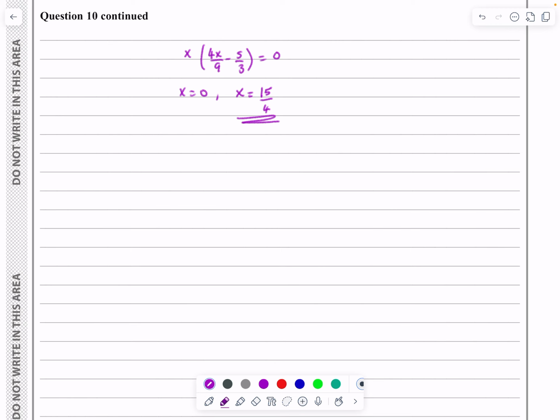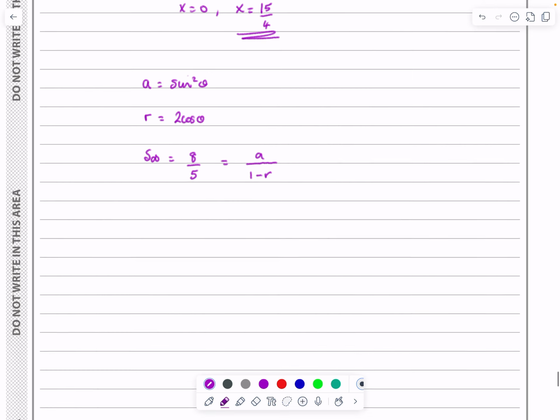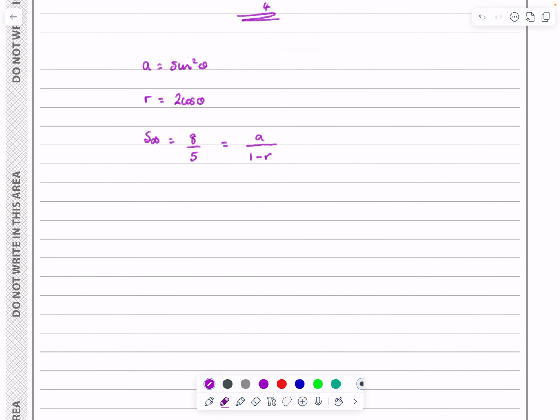So what are we saying? They said the first term was equal to sine squared. They said that the common ratio was equal to 2 cos. And they said the sum to infinity was equal to 8 over 5. And remember, the sum to infinity is A over 1 minus R, isn't it? So if that's true, A over 1 minus R is going to be sine squared theta over 1 minus 2 cos theta. That's going to be equal to 8 over 5.